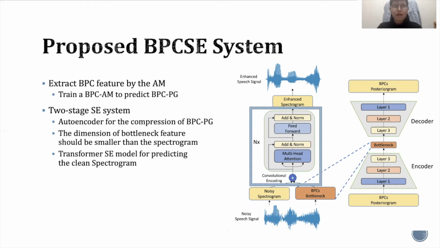Each attention block is formed by a multi-head self-attention element, which consists of 8 heads, and a 2-layer feed-forward network. The transformer network is trained to predict the clean spectrogram from the concatenated inputs of the noisy spectrogram and the broad speech content information.